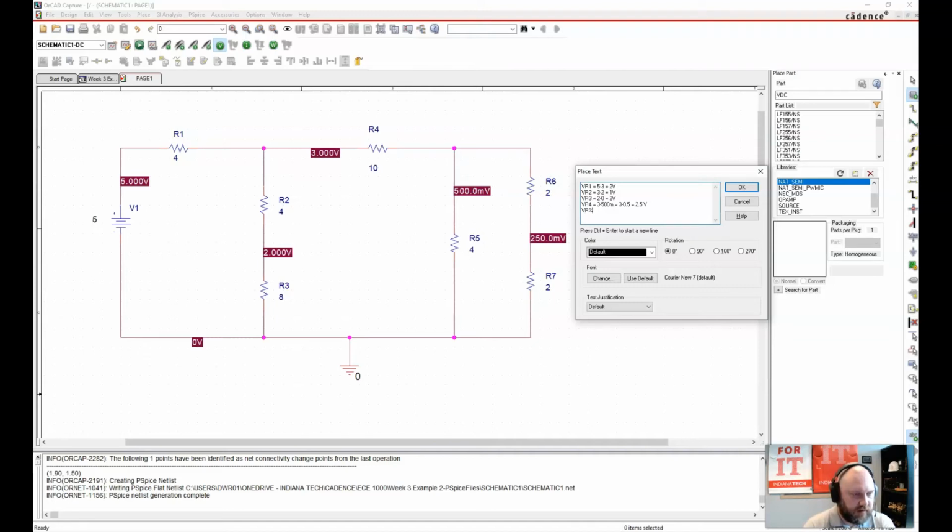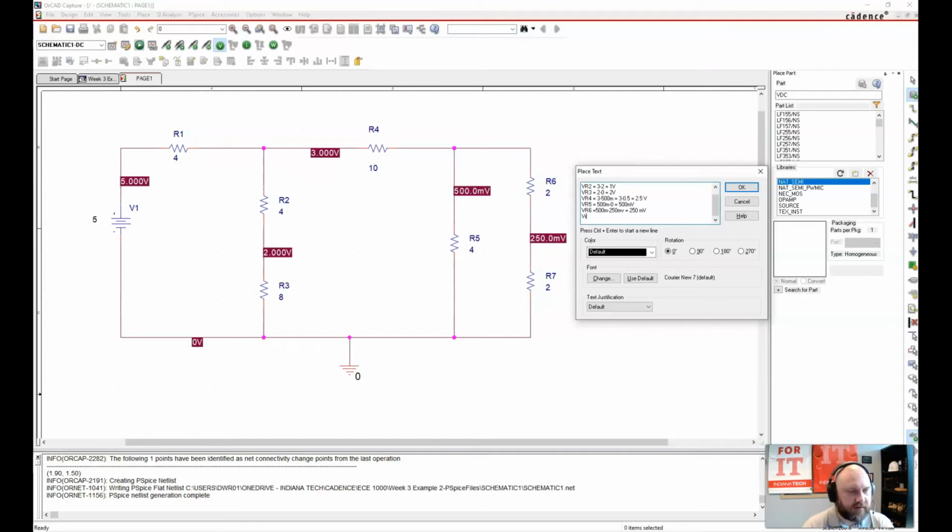VR5 is equal to 500 milli minus 0, so that is equal to 500 millivolts. And then VR6 is equal to 500 milli minus 250 milli, which is equal to 250 millivolts.